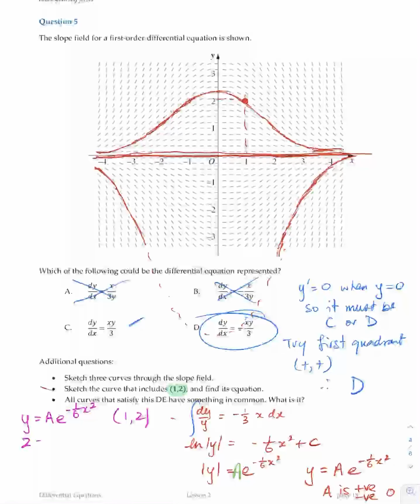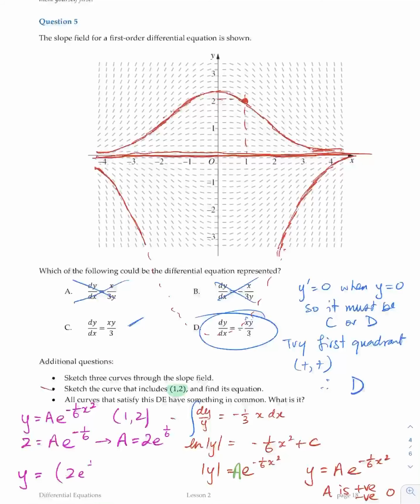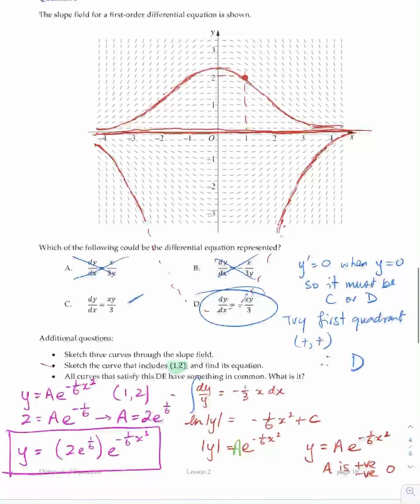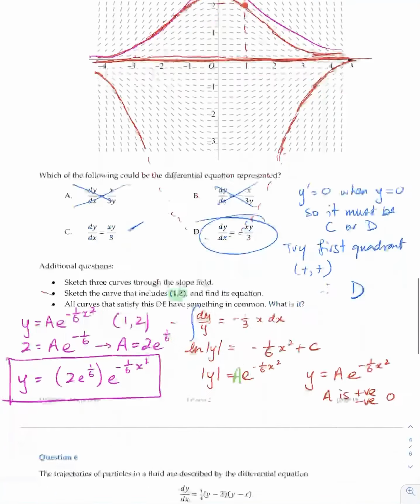So that's 2 equals a e to the negative 1/6. So we're going to multiply both sides by e to the 1/6. So a equals 2e to the 1/6. And so y equals 2e to the 1/6 e to the negative 1/6 x squared. That's the answer. You could graph that in a software package and check that it matches the curve we've got there.